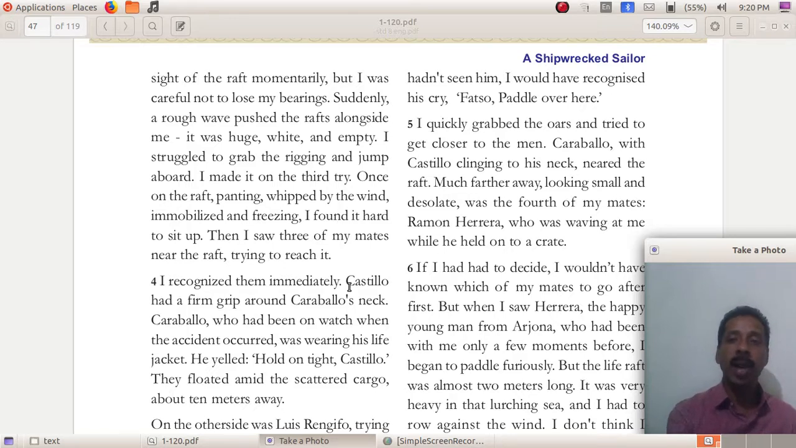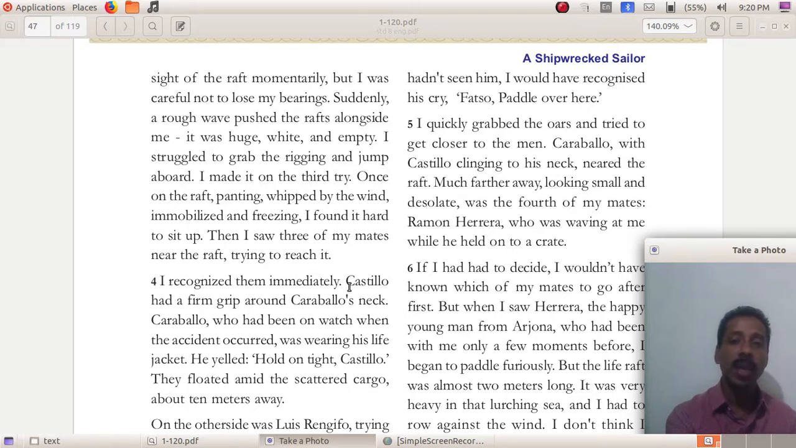I quickly grabbed the oars and tried to get closer to the men. So what did he try to do? He tried to reach near the other sailors or his friends, no doubt. Carabello with Castillo clinging to his neck neared the raft. So even though there were other sailors, these two were almost near to the raft.